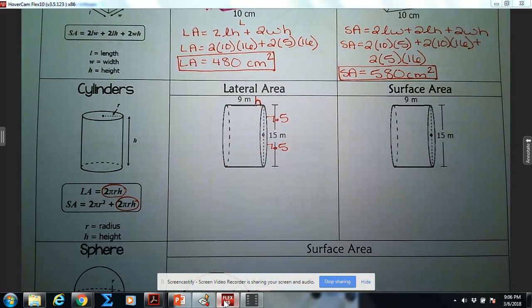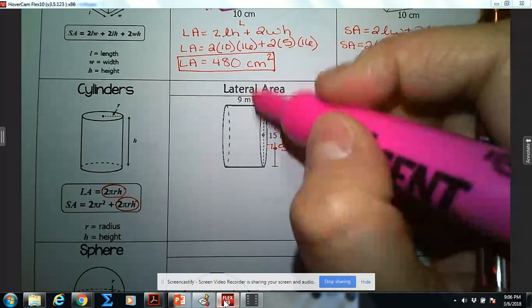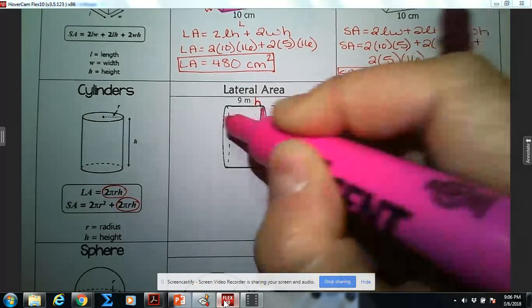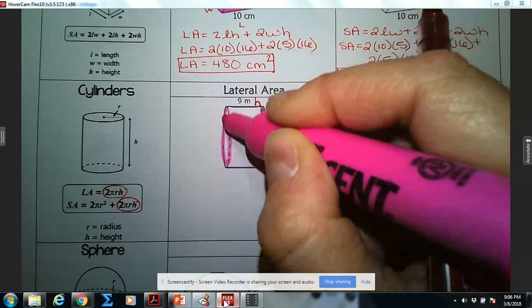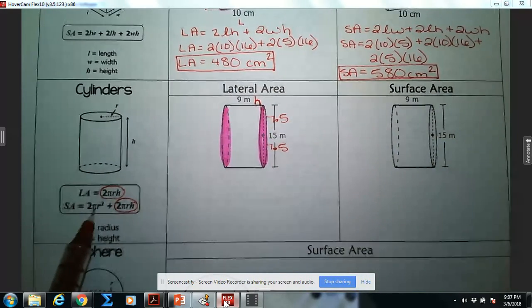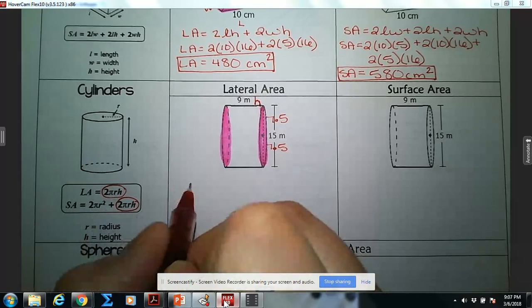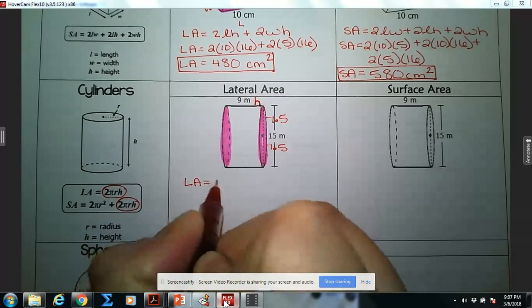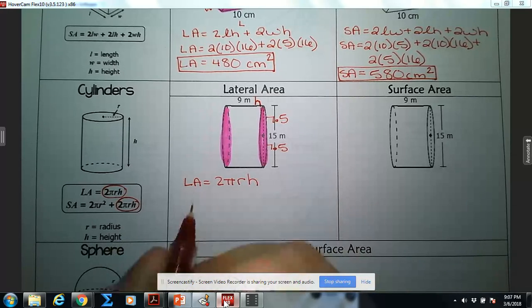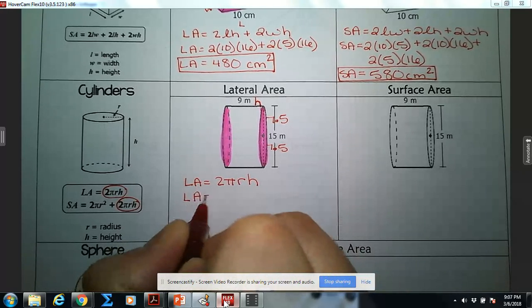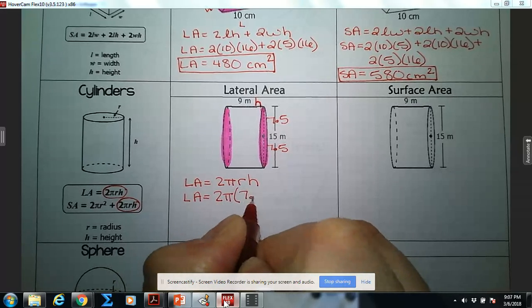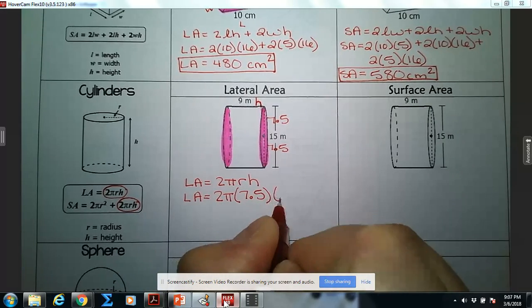Okay. The bases here are these circles. The base is the circle. So our lateral area formula does not have the formula for the area of a circle in it. Lateral area is 2 times pi times radius times height. So let's put everything in the right spot. 2 times pi times radius, which is 7.5, times height, which is 9.